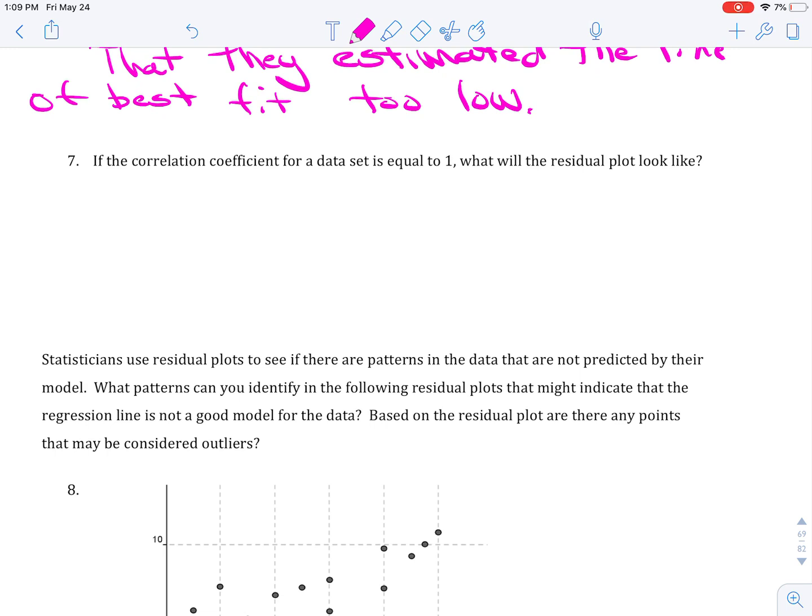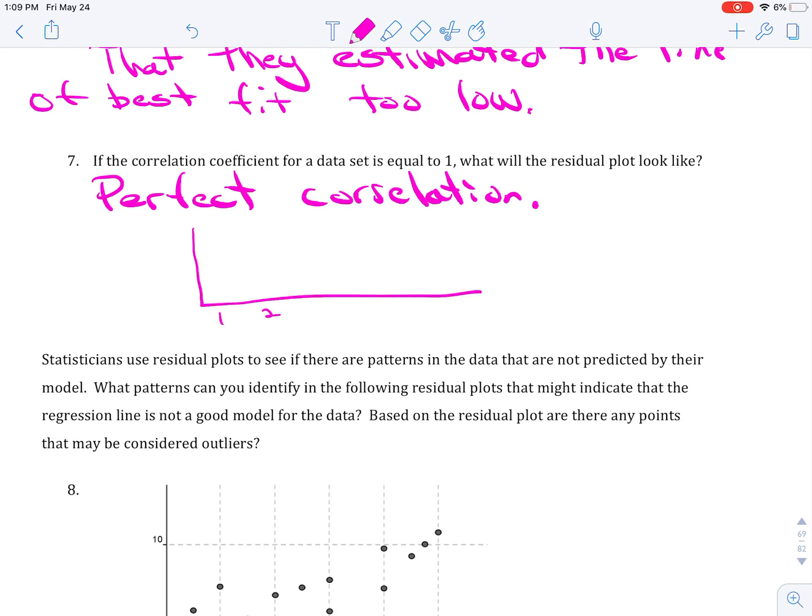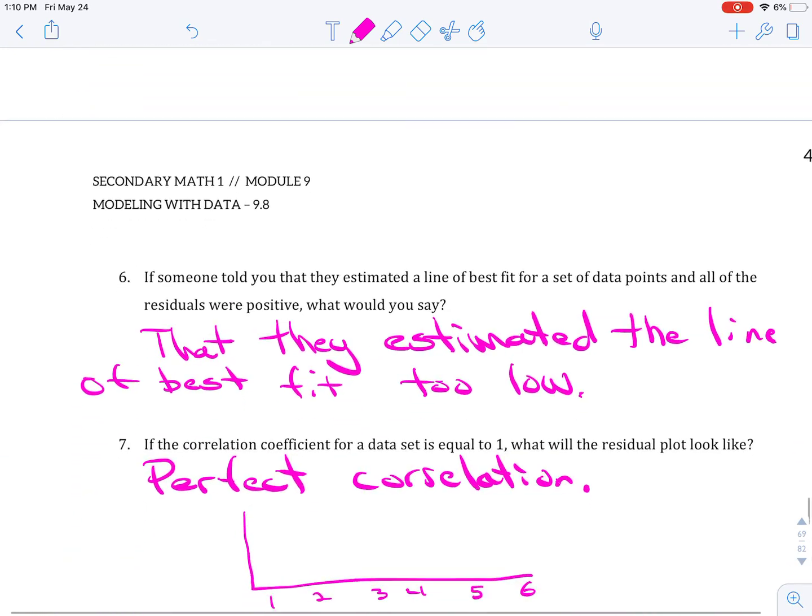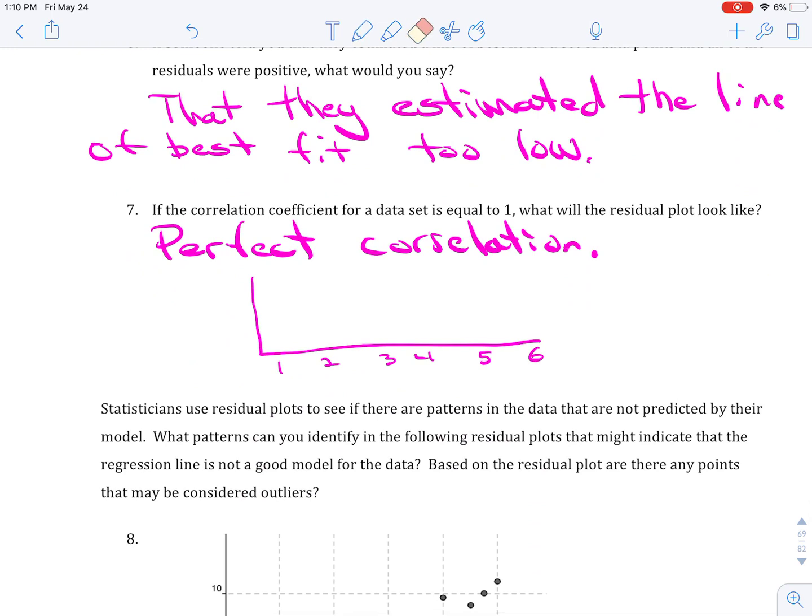7. If the correlation coefficient for a data set is equal to 1, what would the residual plot look like? Well, there wouldn't be any residuals because the data will all fall on the line. So this is called perfect correlation. And the residual plot would be like, okay, x is 1, 2, 3, 4, 5, 6. Wait, how did it look again up here? Oh, it was kind of more down the middle. Remember it went this way too, and then you had the points that were above, then you had points that were below. So where would the dots be if it was perfect correlation?